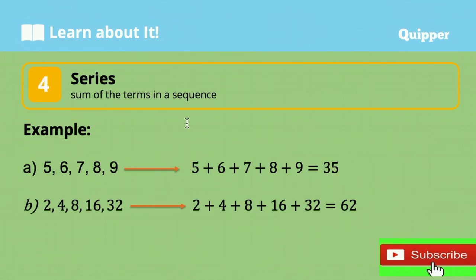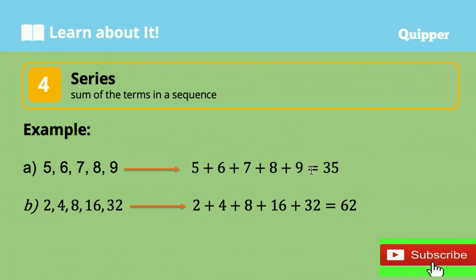The last terminology in this lesson is series. Series is the sum of the terms in a sequence. For example, the sequence 5, 6, 7, 8, and 9. Then you are to take the series. Just take the sum of the terms in this sequence. So you have 5 plus 6 plus 7 plus 8 plus 9, which is equal to 35.